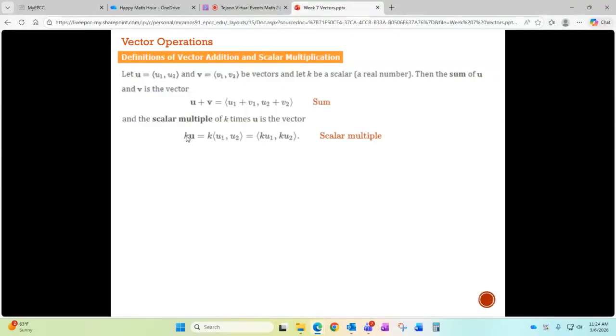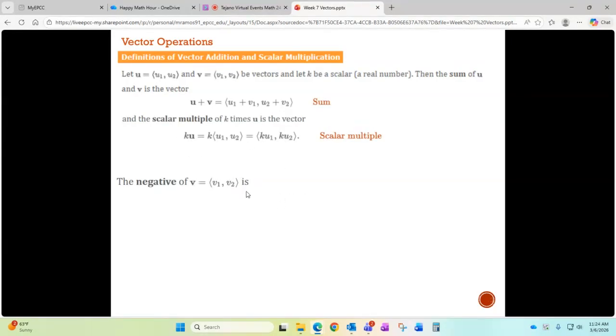When you're going to multiply a number, a scalar, it's called a scalar multiple. K is some real number. When you want to take a number times a vector, you're just going to multiply that number times both parts of the vector, right? So K times U1 and that K number, whatever it is, times the U2. So we're going to look at some examples using this, okay?